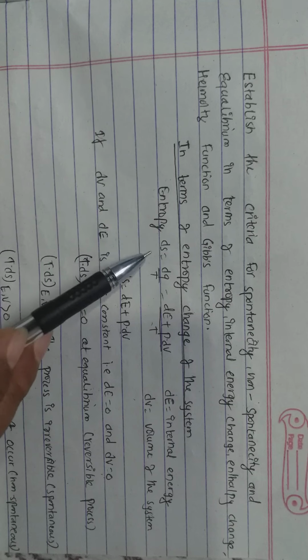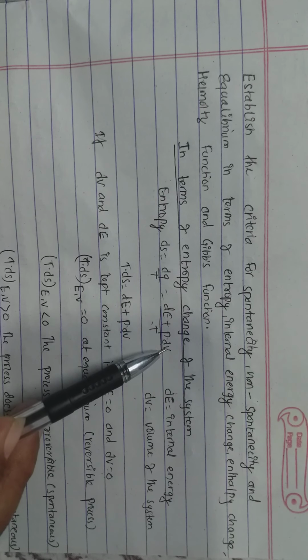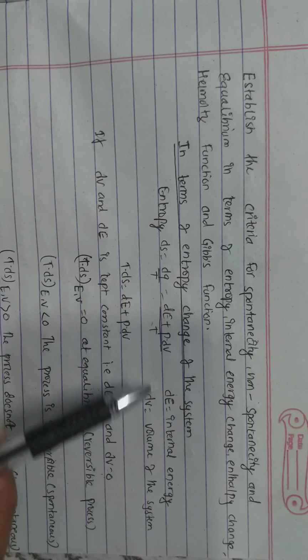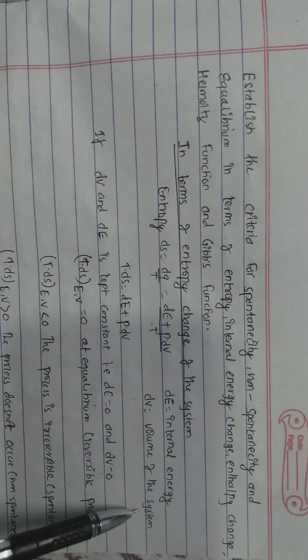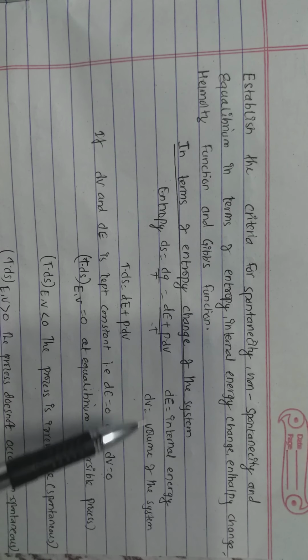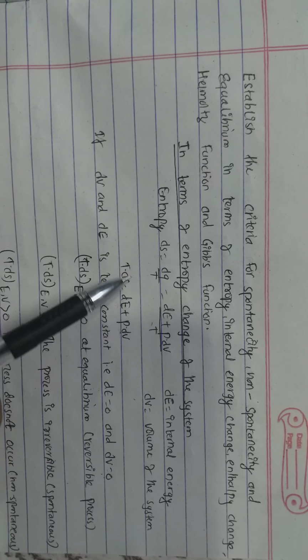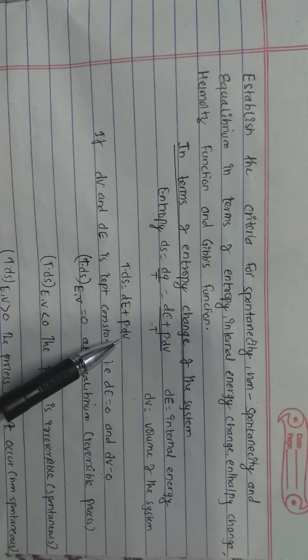Entropy: dS is equal to dq by T. We know dq is equal to dE plus P dV, and this T comes here, where dE is the internal energy, dV is the volume of the system, P is the pressure, and T is the temperature. From here we get T dS is equal to dE plus P dV.